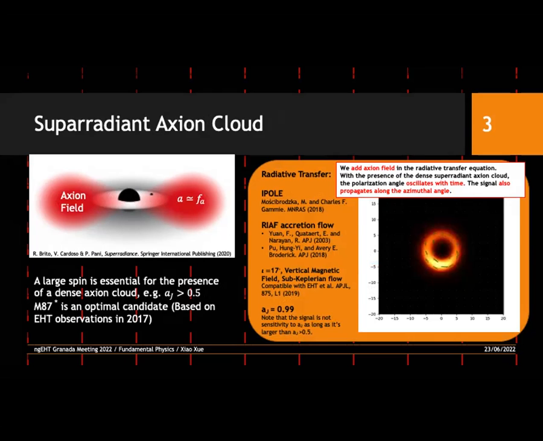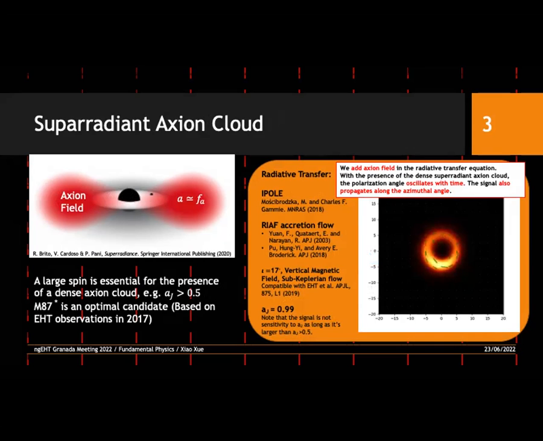This model was proposed by those two papers, and the actual parameterization we use is from the second paper, whose authors include Avery Broderick. Also, the inclination angle is chosen to be 17 degrees. We also choose a vertical magnetic field and a sub-Keplerian flow, which is also supported by the EHT observation.